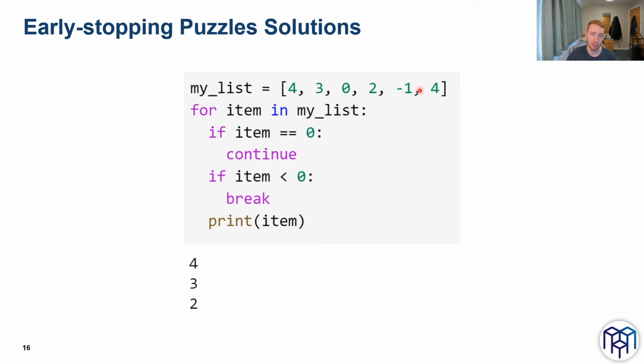So we loop through each item in the list. If the item has the value of 0, then we continue. So we just skip over this and go to the next iteration. And if the item is less than 0, then we break and we stop the whole loop. And if neither of these are true, then we print out this item here, which is going to be the number. This is probably not the most elegant way to write this. There are perhaps simpler ways, but this is one way of approaching it. You may have a different solution.